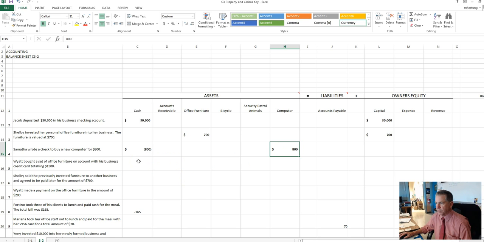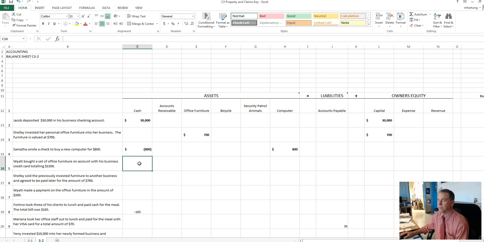Wyatt bought a set of office furniture on account with his business credit card totaling $1,500. So, used a credit card. We talked briefly, I believe, that a credit card is like getting a short-term loan. So that's how he paid for it. So he didn't use cash for buying this office furniture. So we know he acquired $1,500 in office furniture. So we could put our $1,500 here.